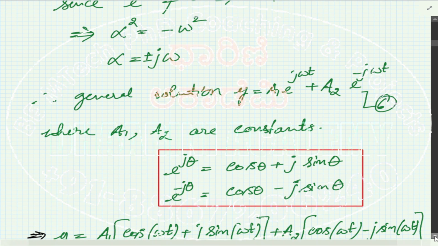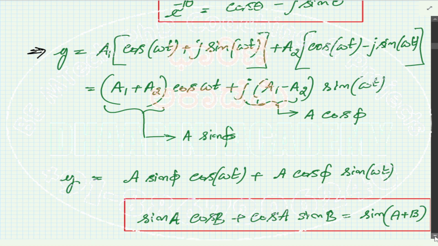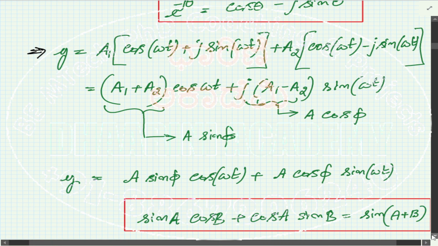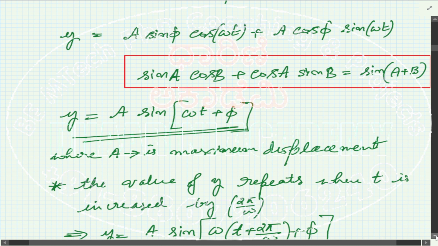Now this will be equal to, we try to take the coefficients of cos together. So that is a1 plus a2 multiplied by cos omega t, which is the first term, plus j times the coefficient of sine, which becomes a1 minus a2. Now, in order to simplify further, we call the term a1 plus a2 as capital A sine phi, and j times a1 minus a2 as A cos phi. So we can update the equation as y is equal to A sine phi cos omega t plus A cos phi sine omega t.